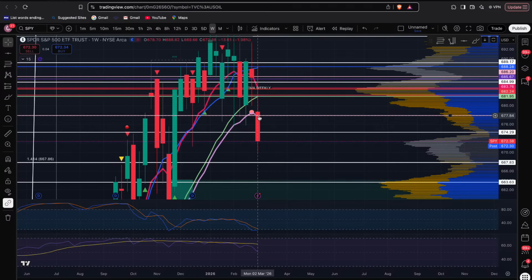Now, as Josh pointed out on his show, there was bearish divergence in the chart. The issue always with that is that we don't know how long that's going to take to play out.